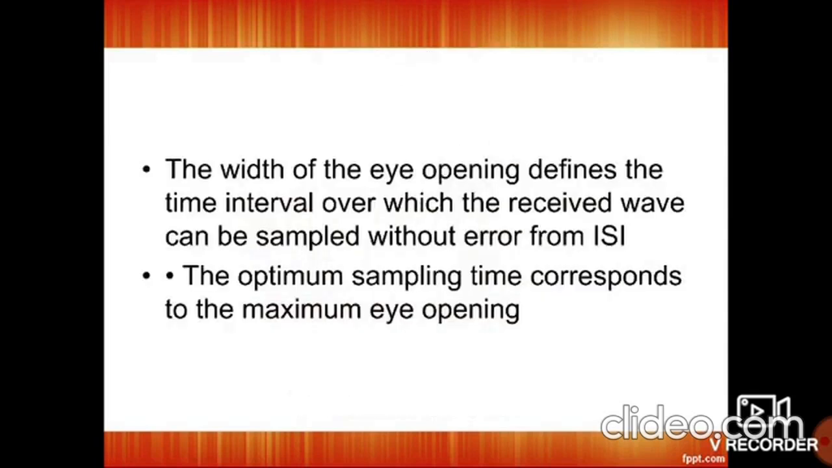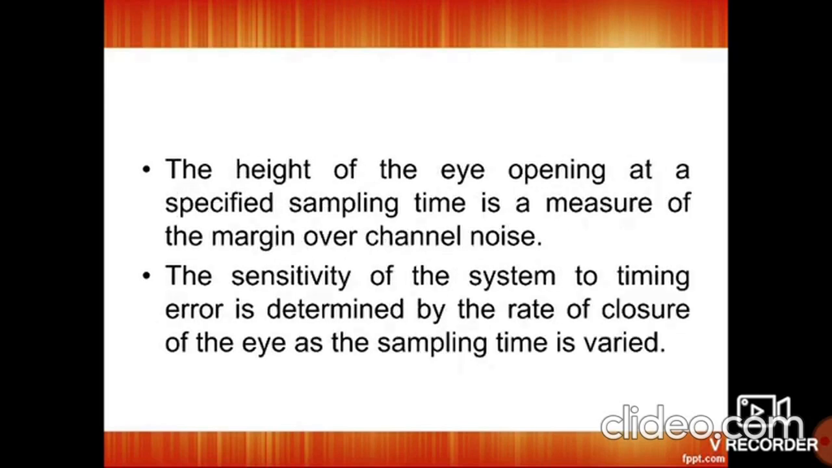As the effect of inter-symbol interference increases, the eye opening reduces. If the eye is closed completely, then it is not possible to avoid the errors at the output. The width of the eye opening defines the time interval over which the received waveform can be sampled without error. All of this describes the two-level binary system. If there are M levels, it is called an M-ary system. The height of the eye opening at a specified sampling time is the measure of margin over the channel noise.